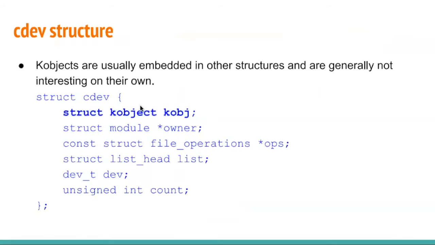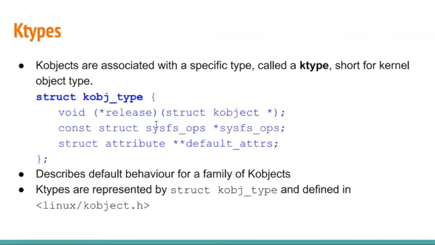If you know that this represents a device, then this should be part of a device structure. If you see here, cdev represents a character device. Inside the character device structure, we have this k object structure. In this way, we are relating a device with the k object. So there is a direct relation between a device and a k object structure.